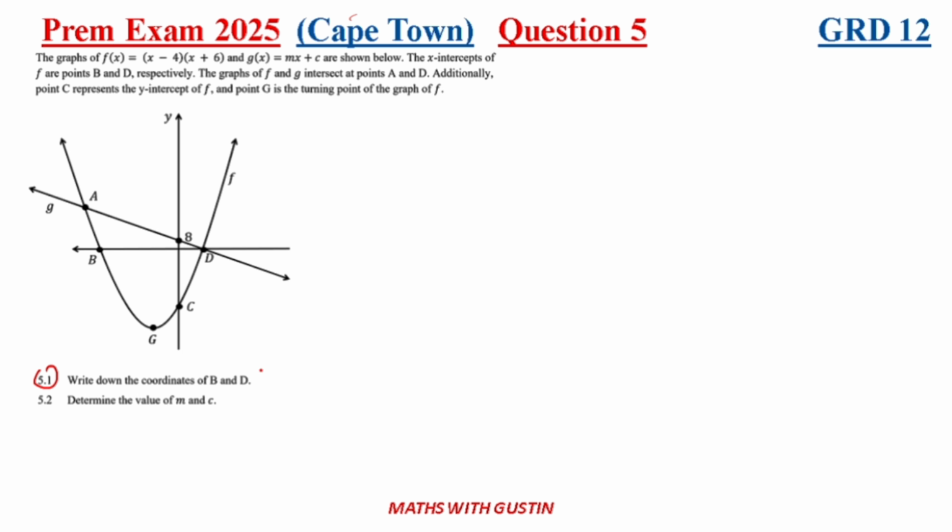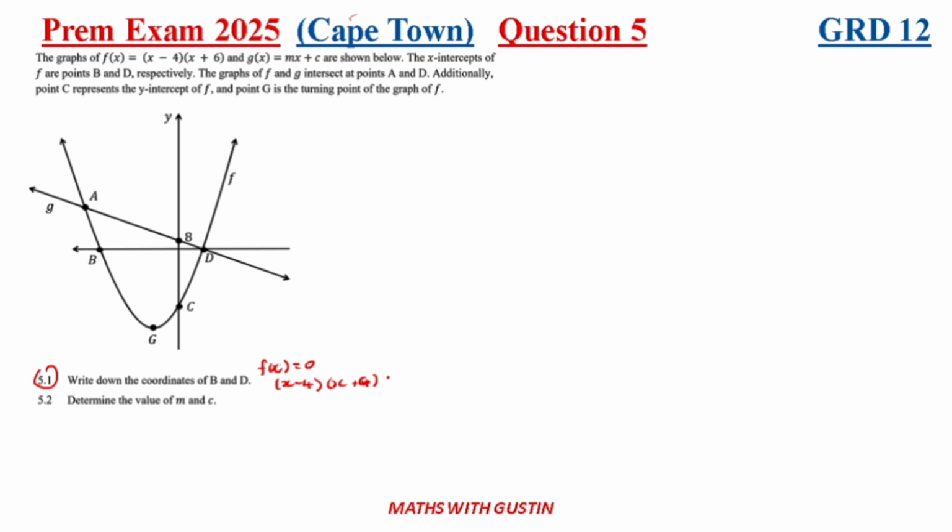So now 5.1: write down the coordinates of B and D, which are the x-intercepts of the parabola. It's straightforward, guys, there's no need to beat around the bush. You get the x-intercept when f(x), which is y, is equal to 0. So this is what you would have.